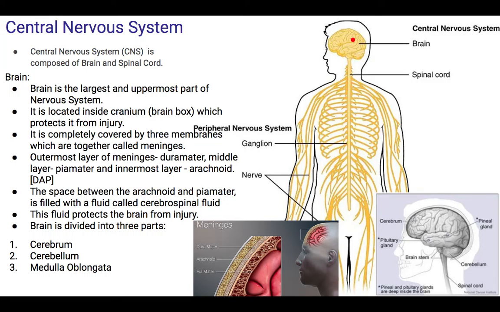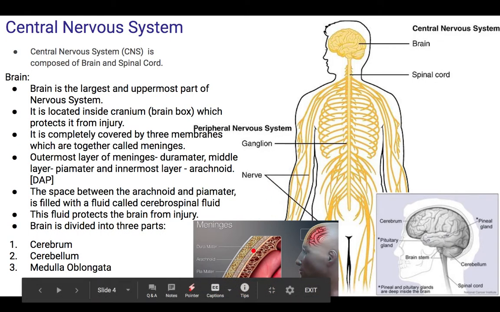And if we talk about brain, then brain is the largest and uppermost part of the nervous system, and it is located inside the cranium. It is also called brain box, and it protects the brain from external injury. And not only that, it is also protected by three very thin membranes.